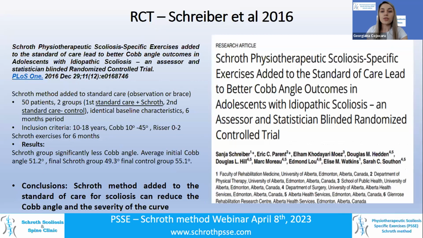Another randomized controlled trial, this time from Canada, by Schreiber and colleagues, shows that the Schroth method added to standard of care, observation or brace, for scoliosis can reduce the Cobb angle and the severity of the curve.